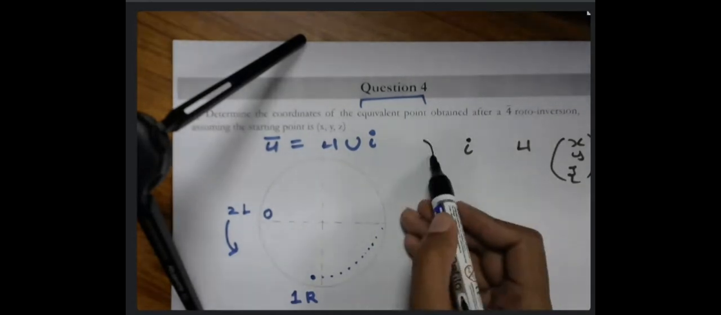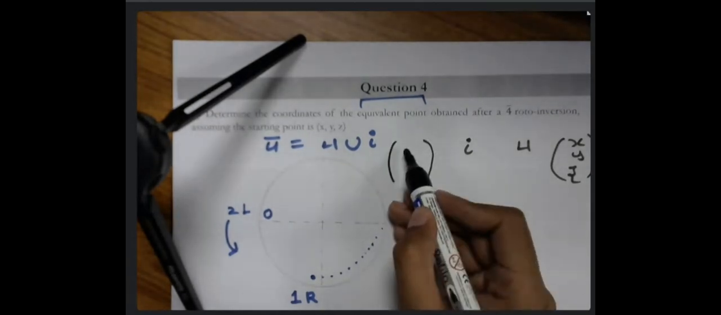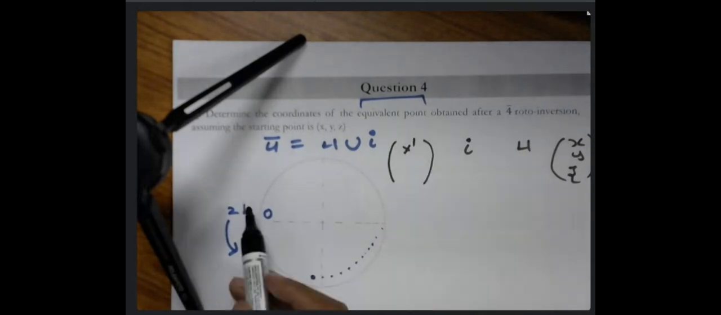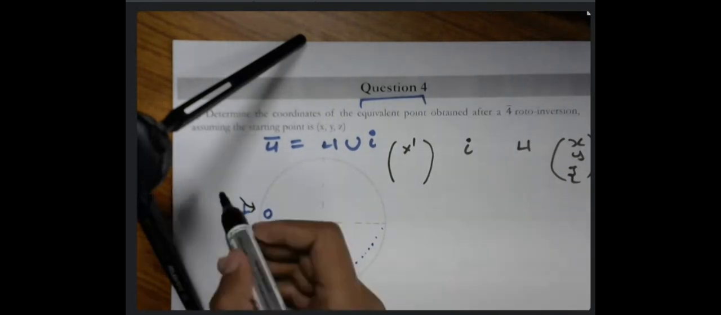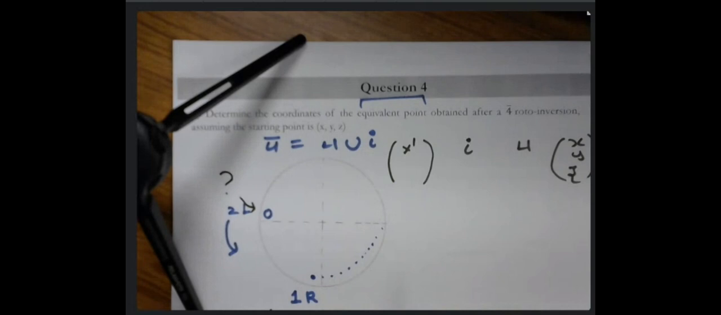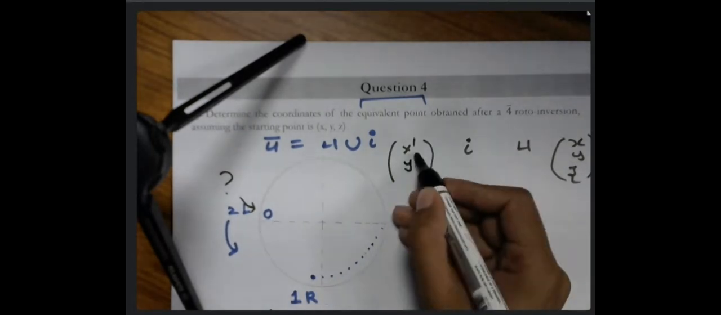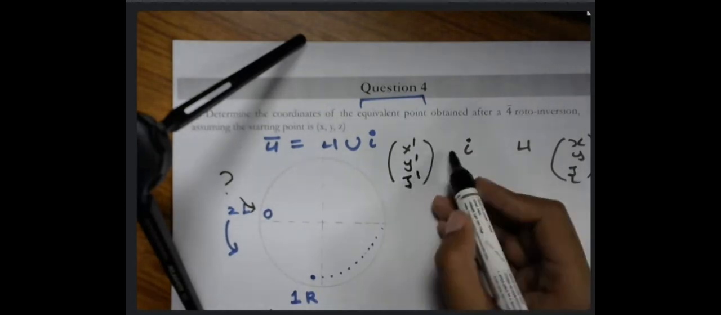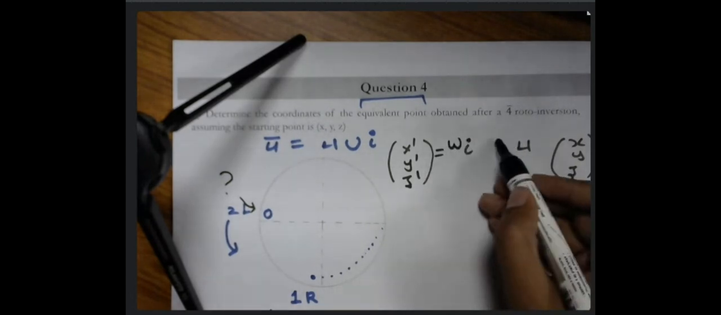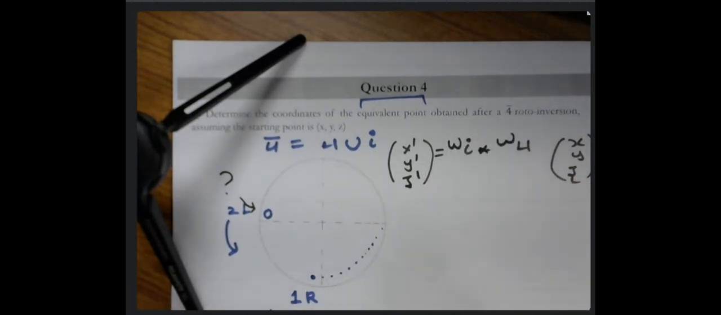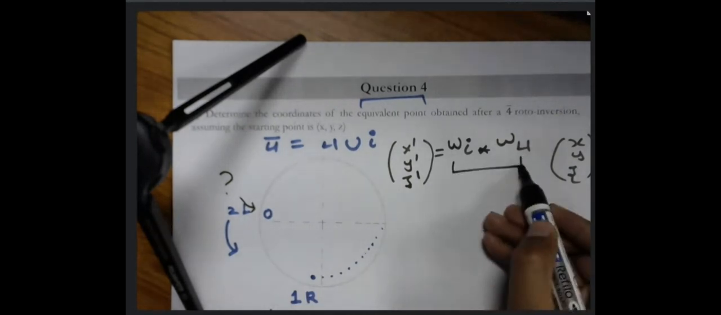How can we get the final point? That point was x, y, z. We want to know the coordinates of this particular point, x dash, y dash, and z dash. We will get this after the symmetry transformation matrix multiplications. So this is something which we need to find.